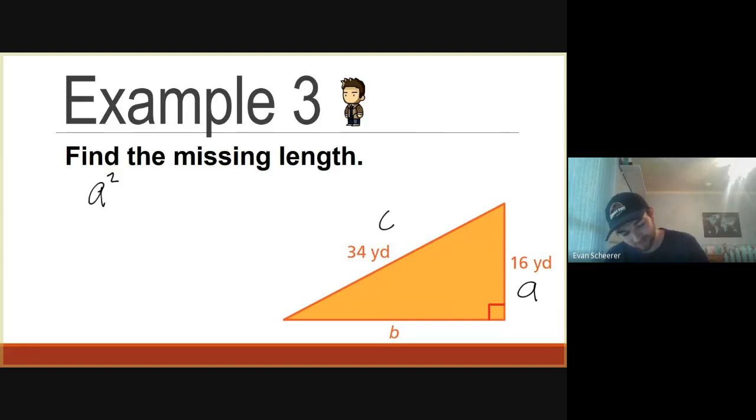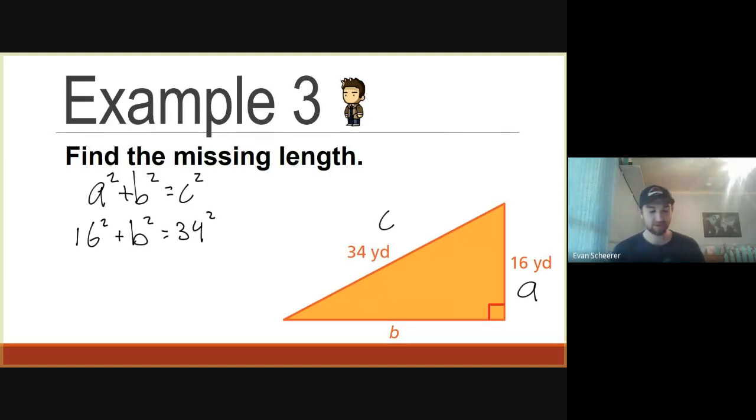So we have A squared plus B squared equals C squared. So A is 16 squared. We don't have B squared, but we know C squared is 34 squared. So 16 times 16 is 256. So I have 256 plus B squared equals, now 34 squared, who knows what that is? 34 times 34, 1,156. Cool. Now, solve for B squared.